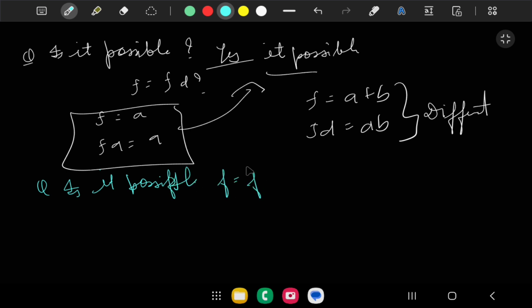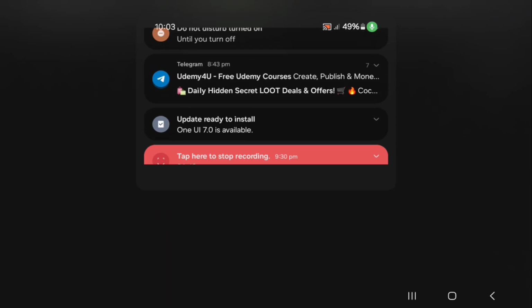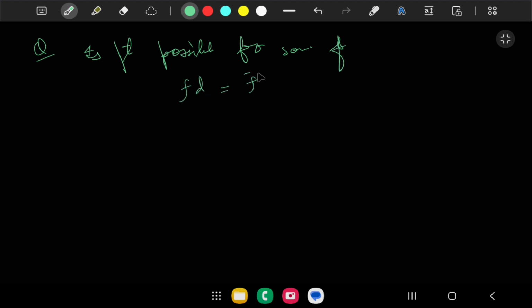Now, is it possible that f is equal to f complement? The answer is no. This is definitely not possible. They can never be the same. Another question: is it possible for f dual to be equal to f complement? Yes, this is possible.